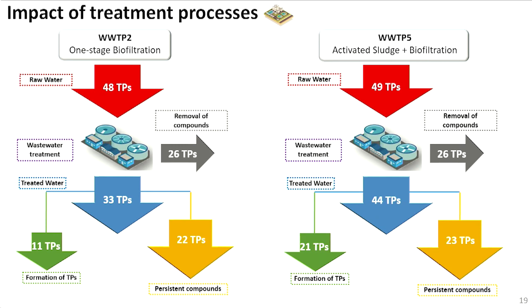However, in terms of TP formation, they were different. 11 transformation products were detected only in the treated water of site 2, which means that they were probably generated during the one-stage biofiltration. In site 5, a higher number of transformation products were detected only in the treated water. And again, they seem to be generated by activated sludge plus biofiltration.